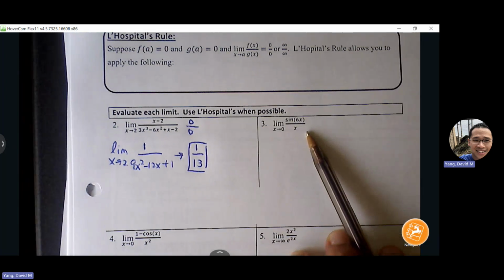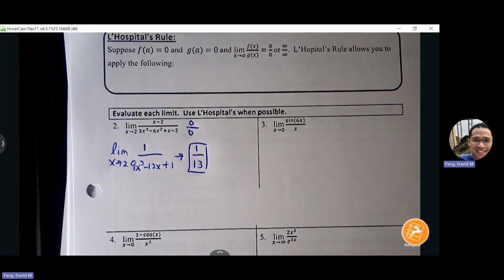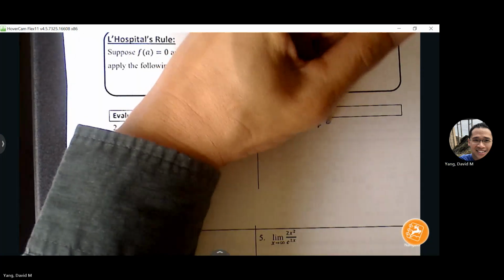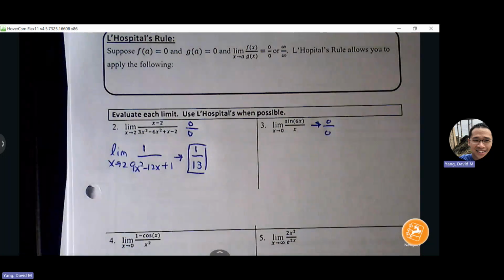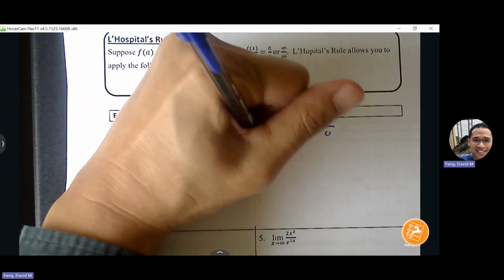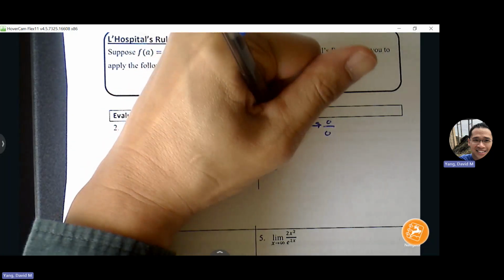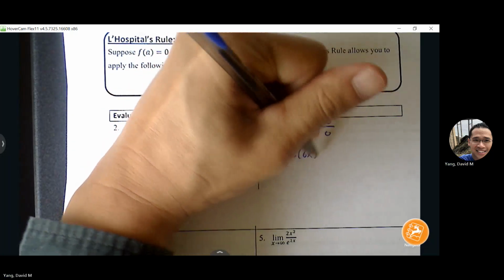Okay, example 3. First things first, plugging 0 in for x, we get 0 over 0. That gives us the green light to do L'Hopital's rule. What's the derivative of sine of 6x? 6 cosine 6x. Yeah, cosine of u times u prime.